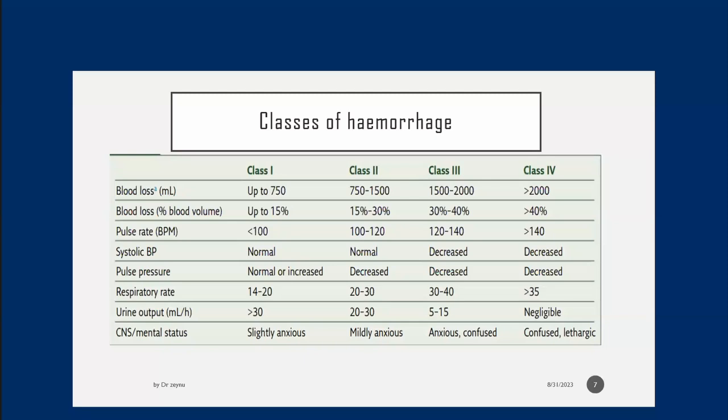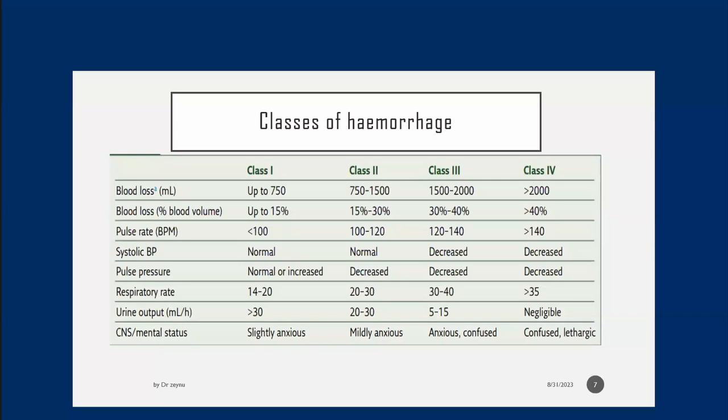Here we have different parameters, like the pulse rate. In class 1 hemorrhage, we expect the pulse rate to be less than 100, in class 2, 100 to 120, in class 3, 120 to 140, and in class 4, greater than 140. The blood pressure might be normal in class 1 and class 2 due to the compensatory reflex mechanism.